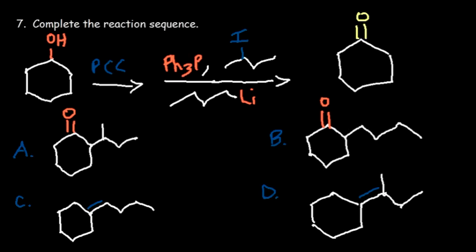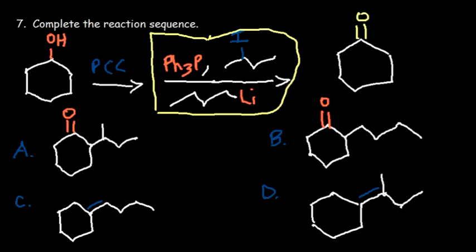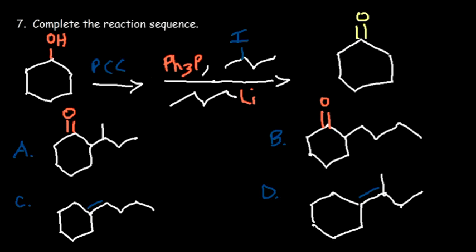Now, what happens if we take cyclohexanone and react it with triphenylphosphine, an alkyl halide, and butyllithium? What do you think the major product will be? If you recognize these reagents, you'll know that it's part of the Wittig reaction. The Wittig reaction converts ketones into alkenes. So knowing that fact, you can eliminate answer choice A and answer choice B. So we're down between C and D.